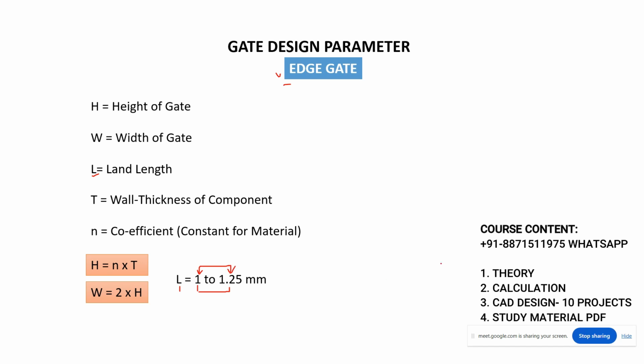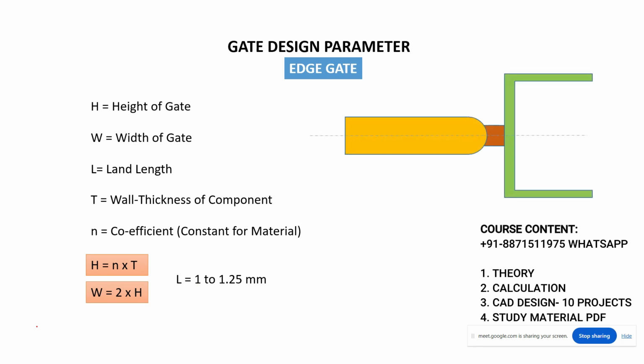The first point should be satisfied, which is that it can be easily removed, right? That's why I am taking from 1 to 1.25. And there will be very little mark on the component because of this. Understood? If you have any question or query during this slide, please ask me.